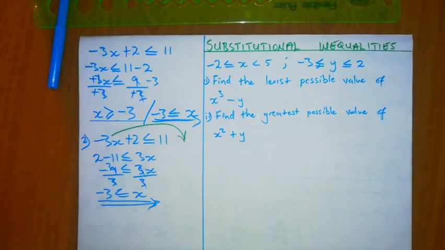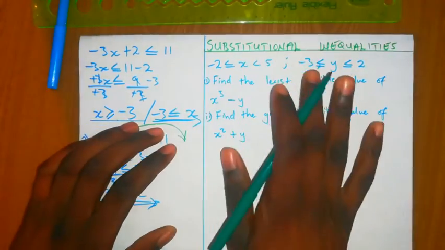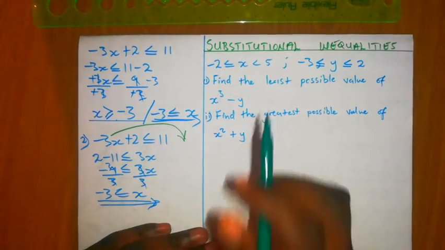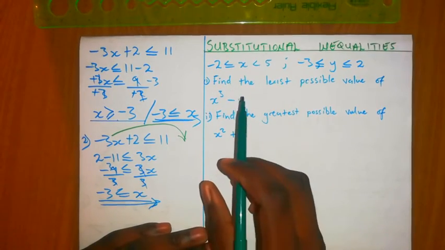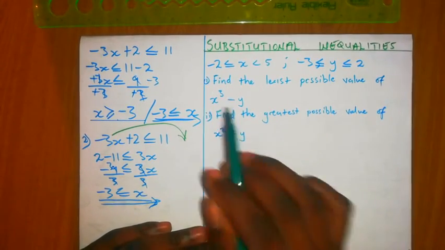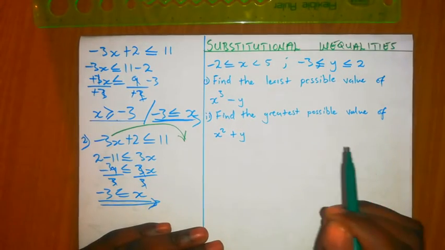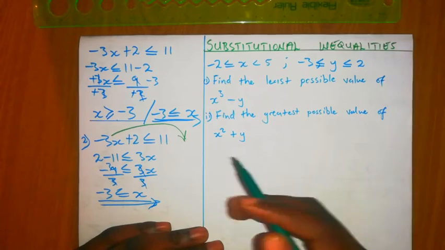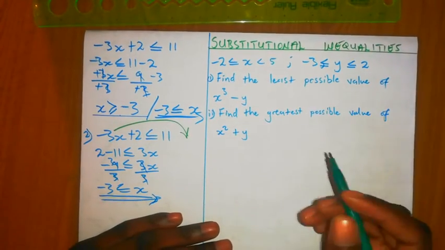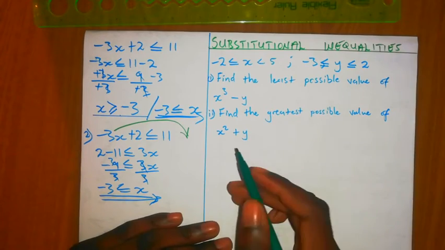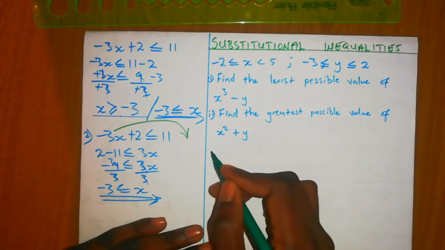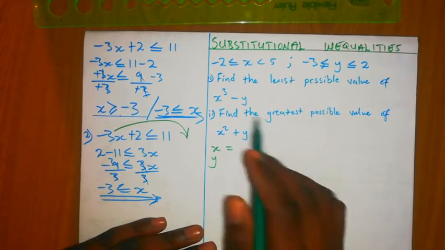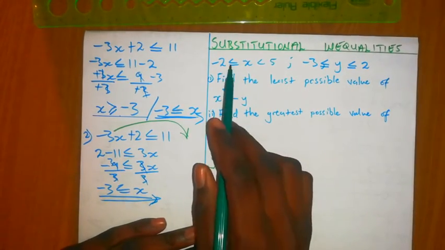So here comes this concept of substitutional inequalities. What we have to understand is that, first of all, we are supposed to know the possible values of x, the possible values of y. Amongst those possible values of x and y, there are values that we can't consider. For instance, 0, we can't consider 0, that is our absolute value. So in this case, first determine the values of x and determine the values of y.